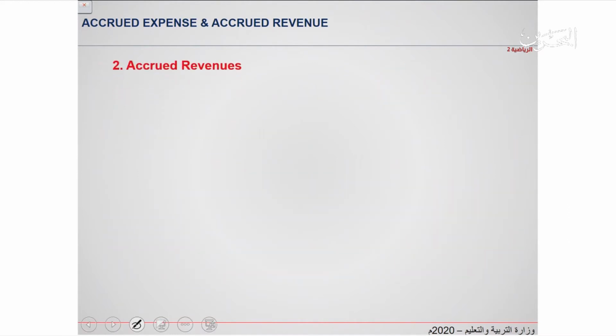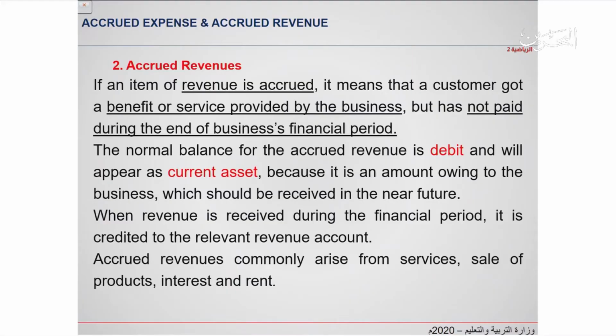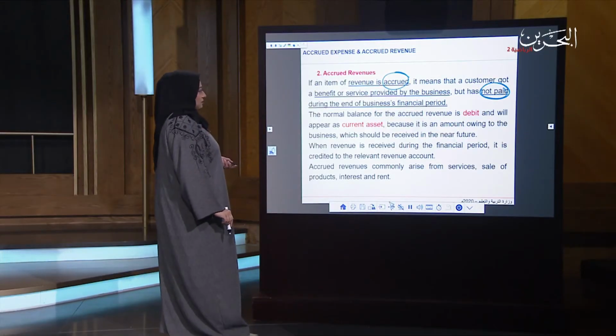Now we talk about the second type, accrued revenue. What do you mean by accrued revenue? If an item of revenue is accrued, it means that the customer got a benefit or service provided by the business but has not been billed or paid by the end of the business financial period.